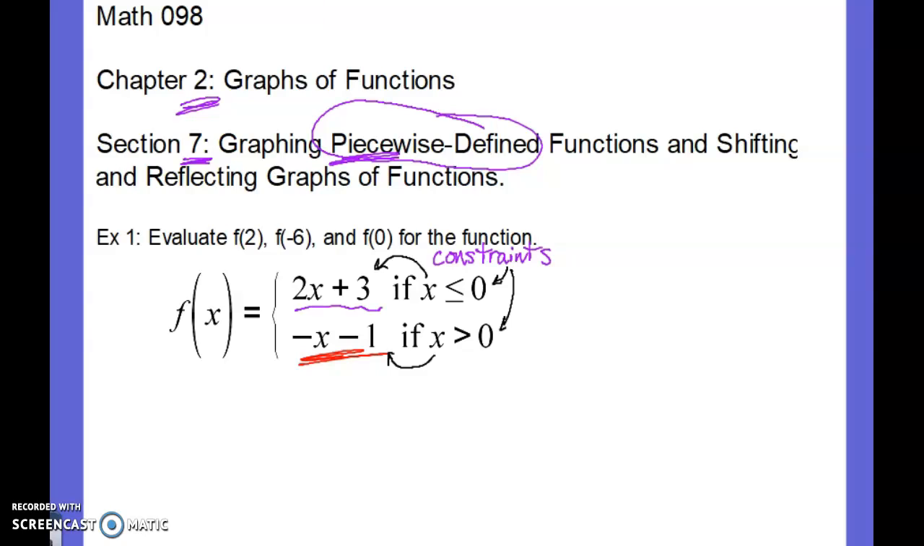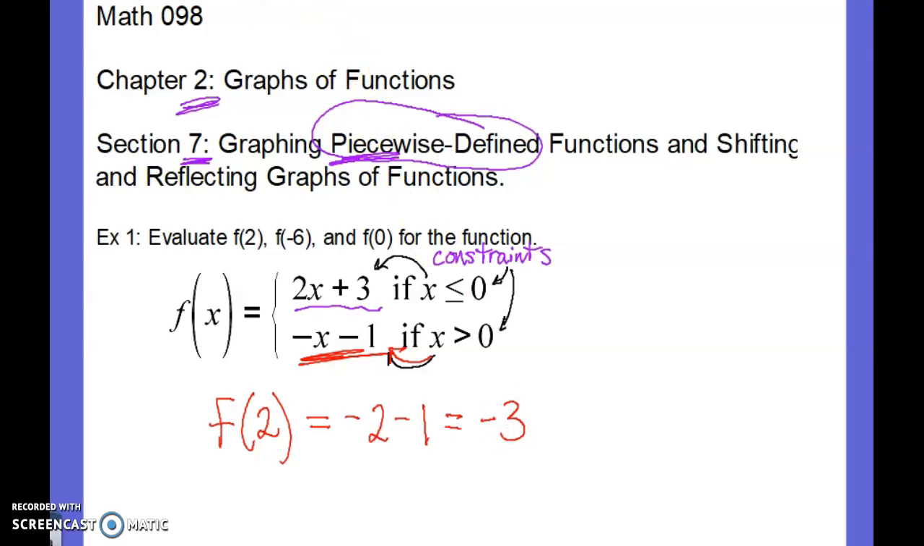So I'm trying to color code this so it makes perfect sense. When I do f of 2, you look at these constraints first. Is 2 smaller than or equal to 0? No, it's not. So then you look at the next one. 2 is bigger than 0. So that's telling you to go to that equation where it's negative. Now plug in 2 for x, and you figure out that f of 2 equals negative 3.